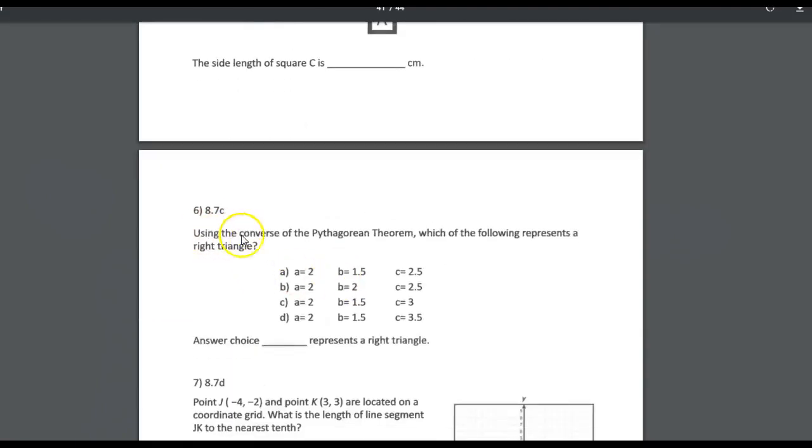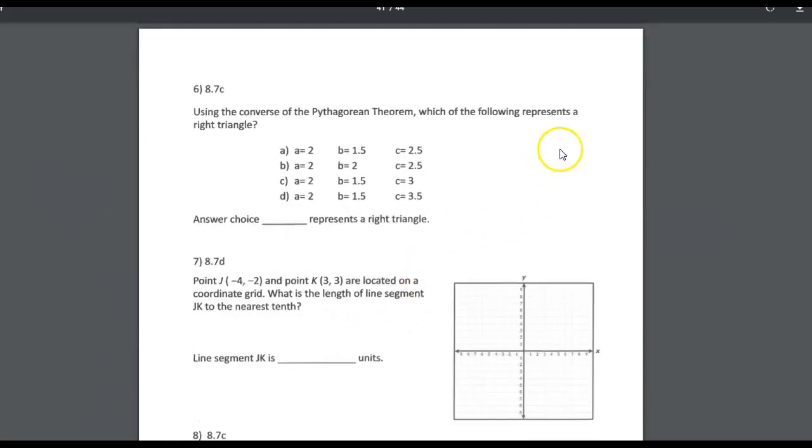Number 6, using the converse of the Pythagorean theorem, which of the following represents a right triangle? Okay? Well, 2 squared plus 1.5 squared, whatever that answer is, see if it matches 2.5 squared. That's all you have to do. And then you can put in your answer choice here. Well, on the video, you'll put it in.